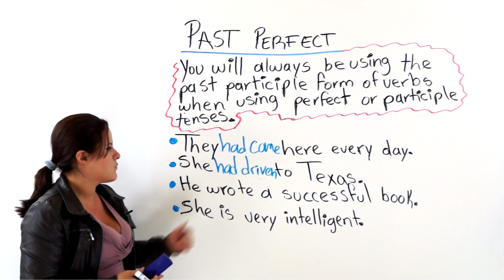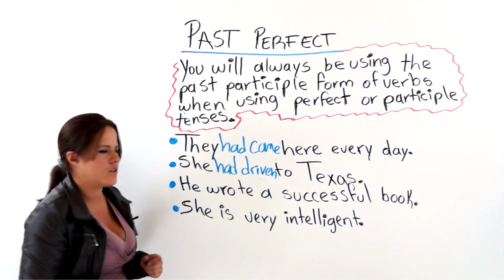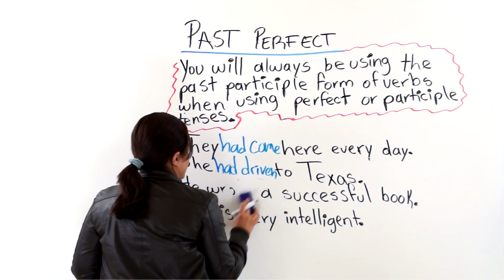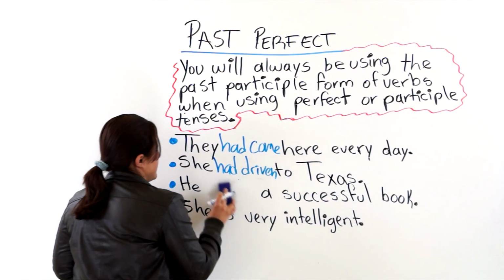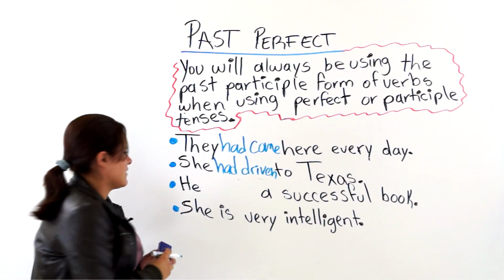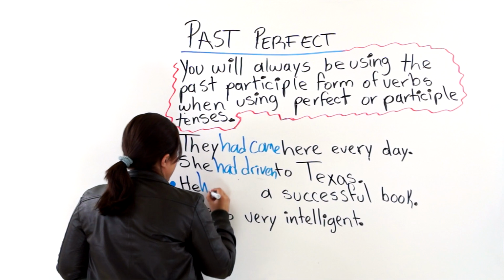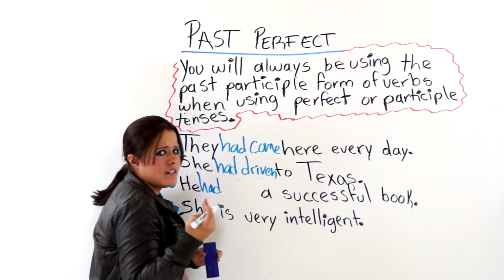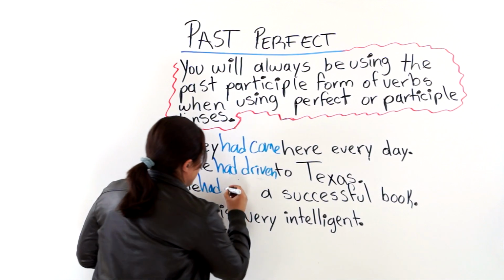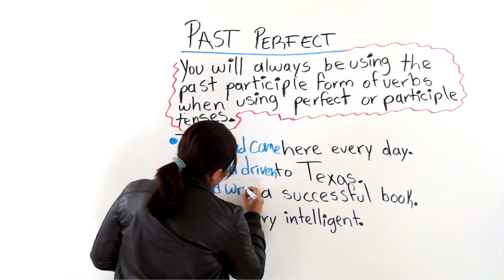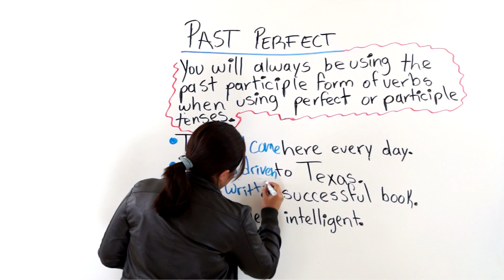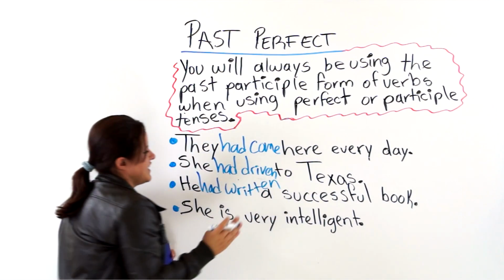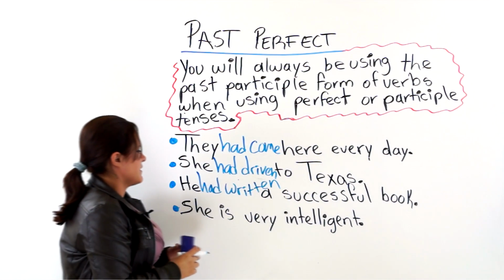The next one says he wrote a successful book. After the subject, we need to use what? Had, right? He had. And then the past participle of write is written. Sorry about the sloppy writing, it just didn't fit quite a bit here.